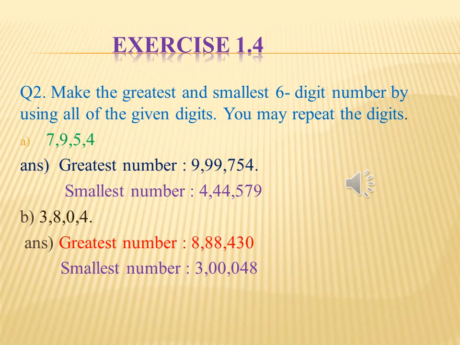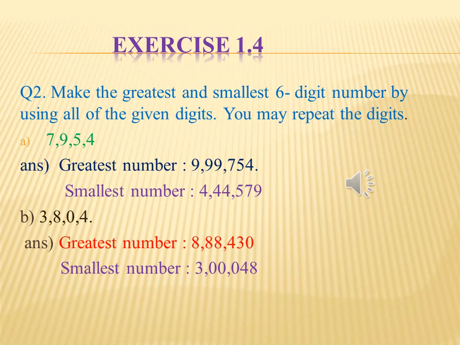Now let us see the second bit. The given digits here are 3, 8, 0, 4. First we write the greatest number. We all know that to write the greatest number, we need to repeat the greatest digit, which is 8. So we write it as 888,430. We read the number as 8,88,430.